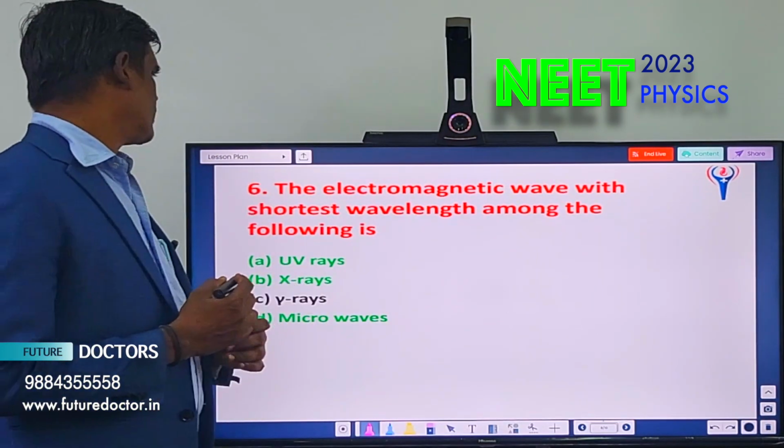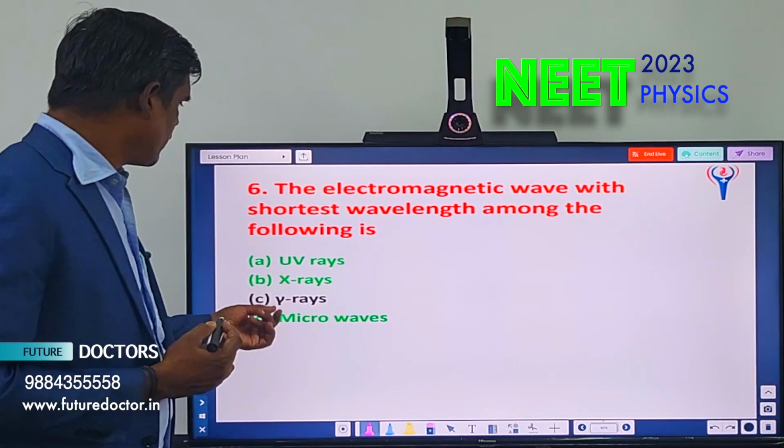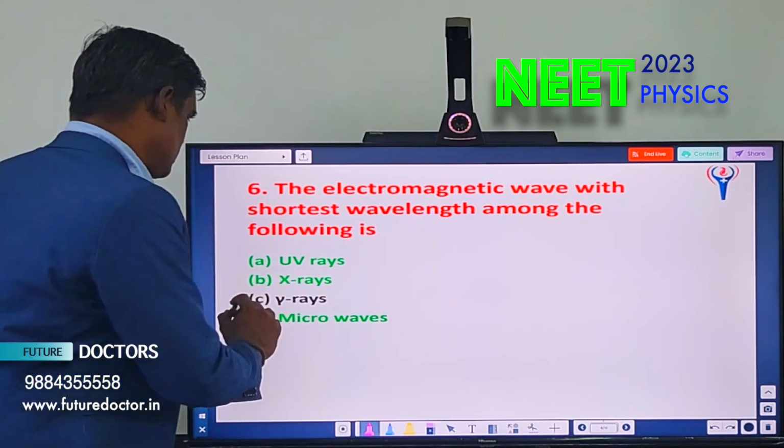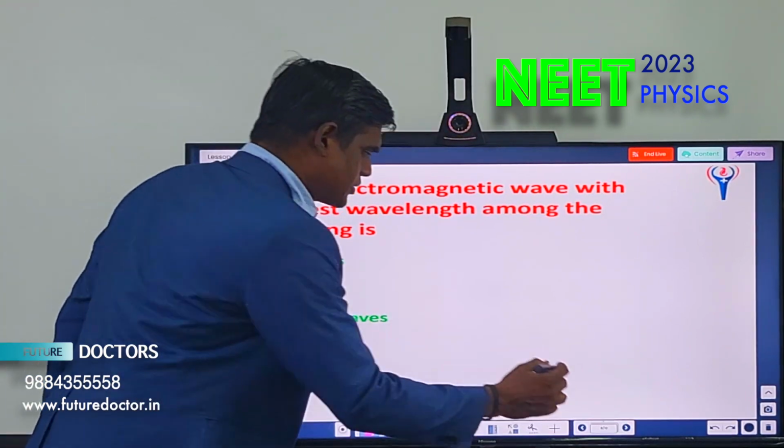Which electromagnetic wave has the shortest wavelength among the following? Microwave is the longest. Next to microwaves, UV rays. Next, X-ray and gamma ray. Gamma ray is the shortest, around 1 angstrom. So option C is the correct answer. Okay, let's move to the last question.